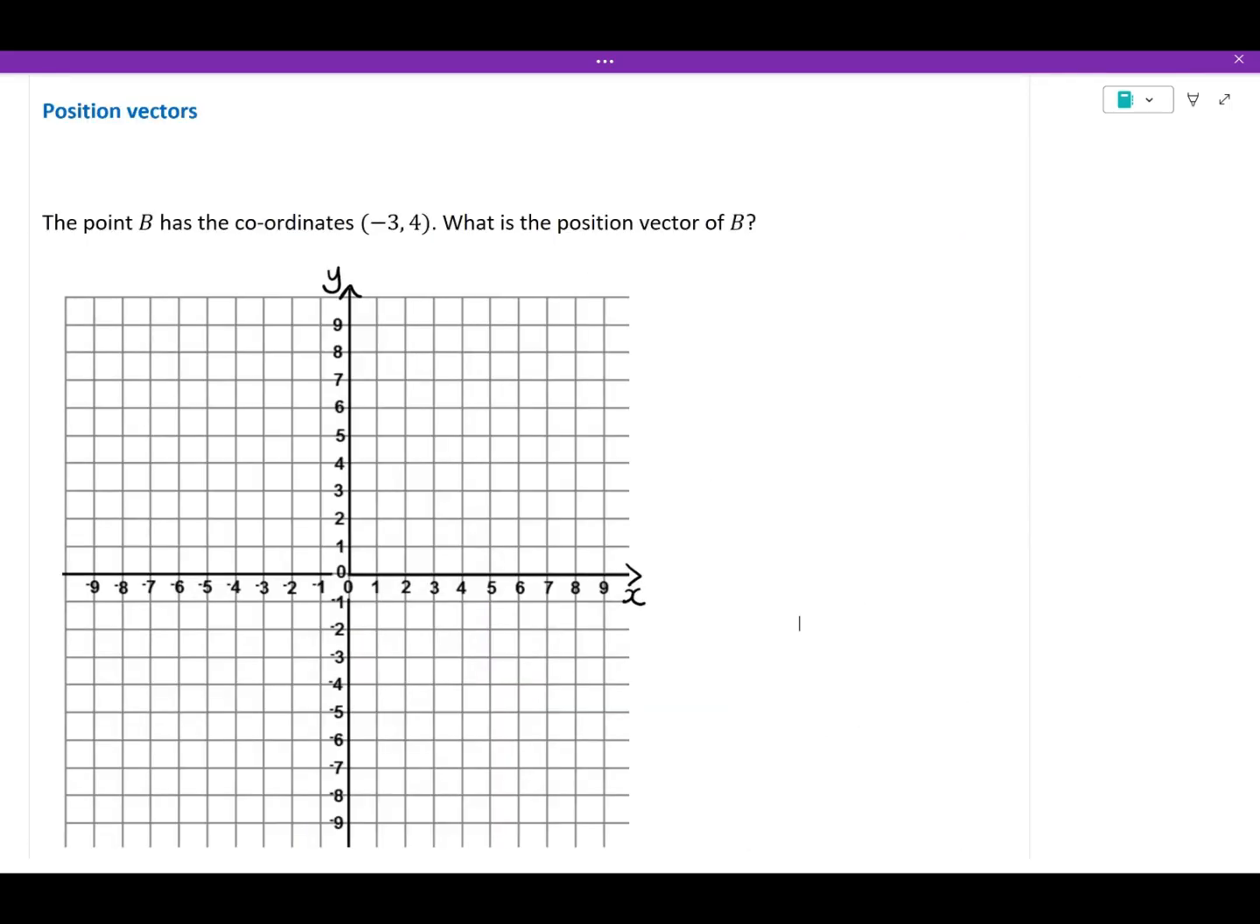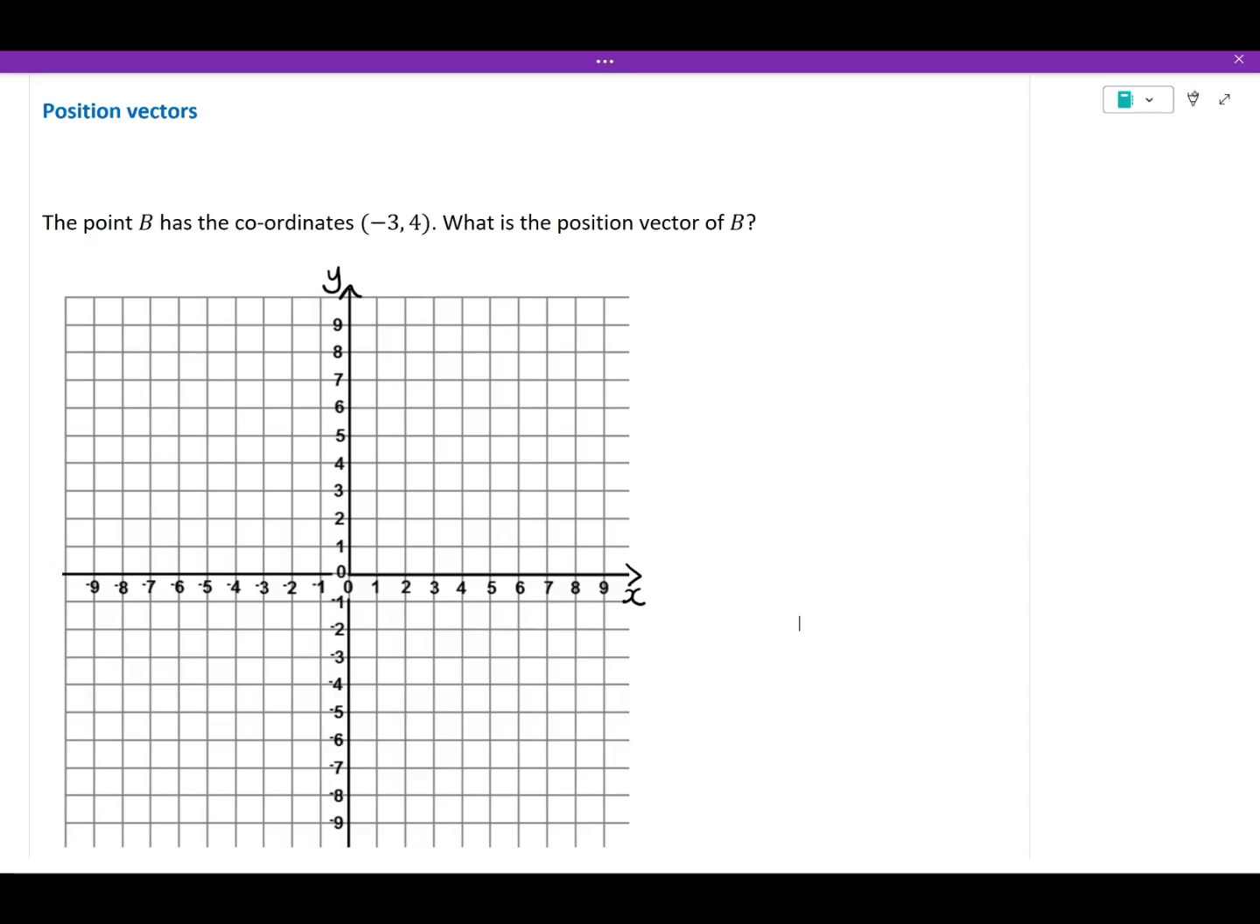We're now going to look at position vectors. Position vectors tell us how we get from the origin to a specific point, where the origin is the point 0, 0 on our axes. So let's look at this example here. The point B has the coordinates -3, 4. What is the position vector of B?